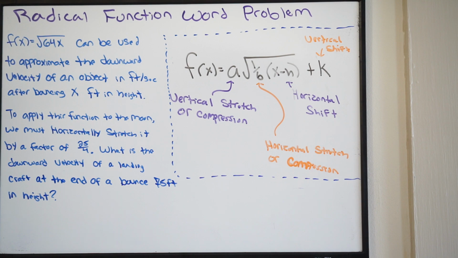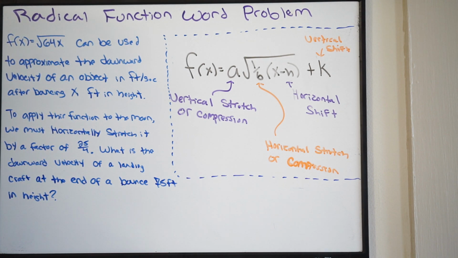It says f of x equals the square root of 64 times x can be used to approximate the downward velocity of an object in feet per second after bouncing x feet in height. So this equation can be used on Earth to approximate the downward velocity of an object after bouncing x feet in height. Alright, and we'll draw a diagram of what this looks like after.